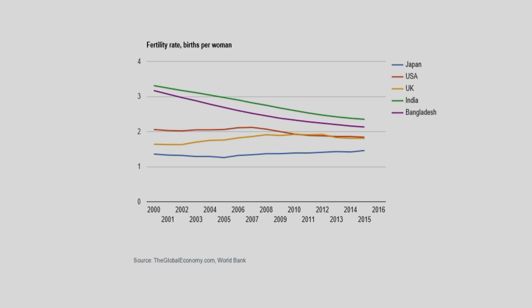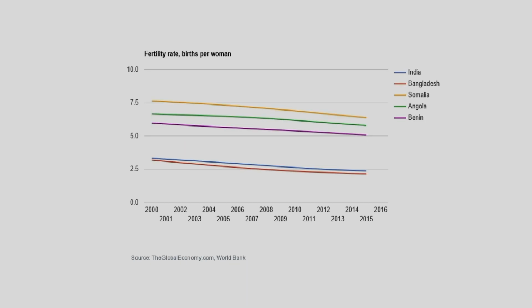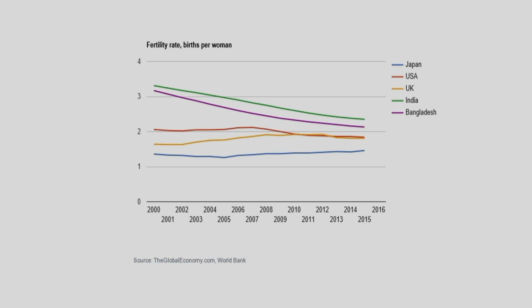If I juxtapose the sub-Saharan African countries such as Somalia, Angola and Benin into this, you would see that there is a huge difference in levels. Whereas in India and Bangladesh, it's just close to 2.5, in Somalia it is still a little more than 6. Whereas in the developed countries, it is in the range of 1 to 2.